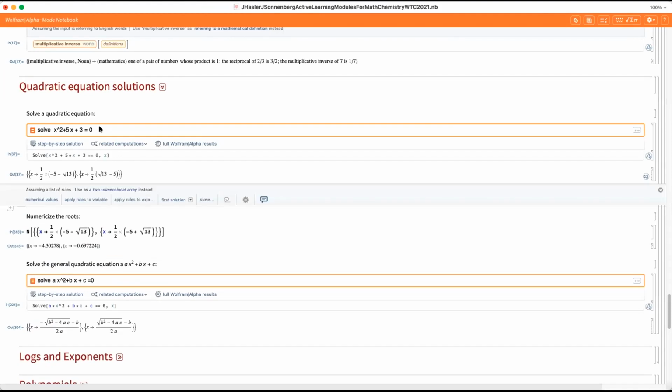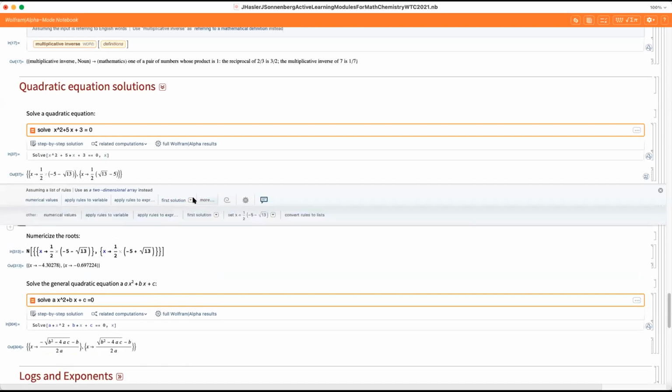So we could solve this equation. Then once you have that equation, you can get the numerical values again by this output suggestion here. You could get just the first solution if you wanted. And there are other things you could do as well. You could set a variable using these output suggestions here.